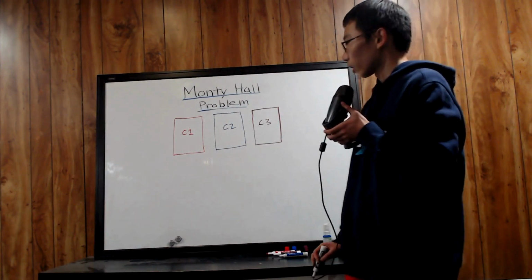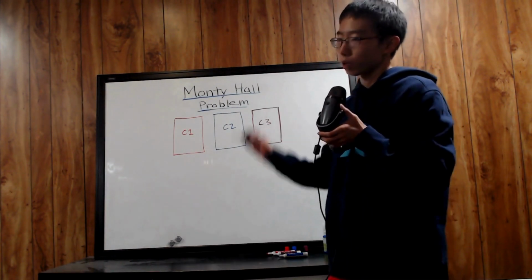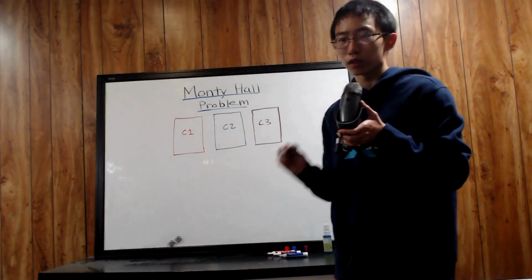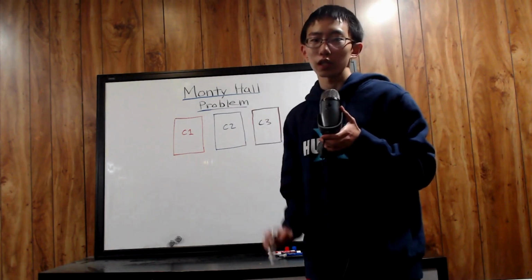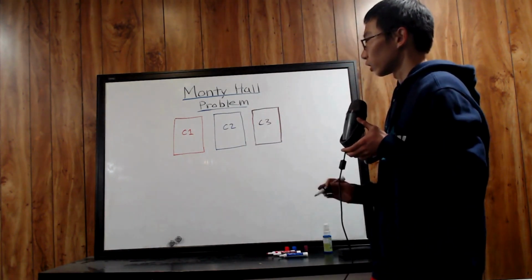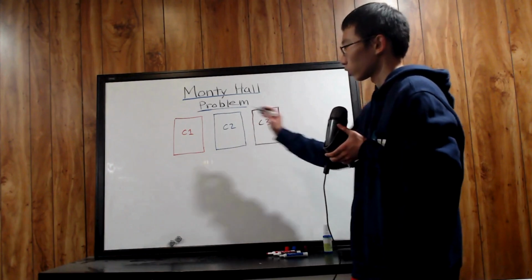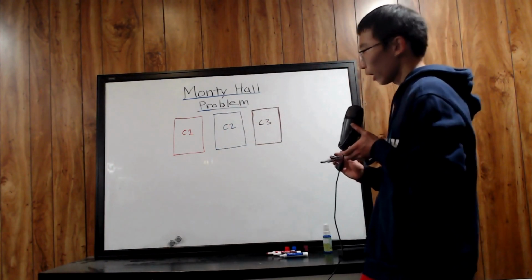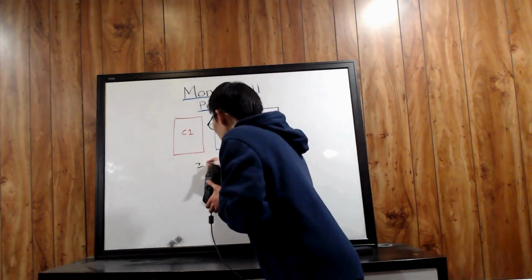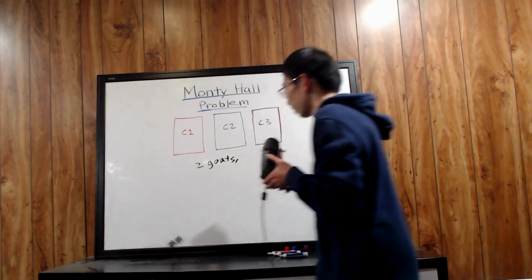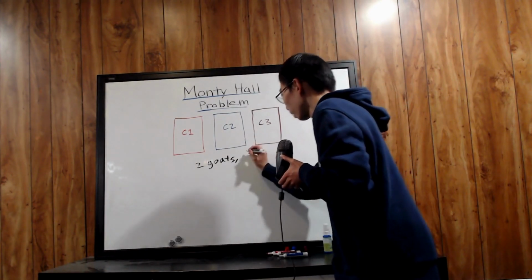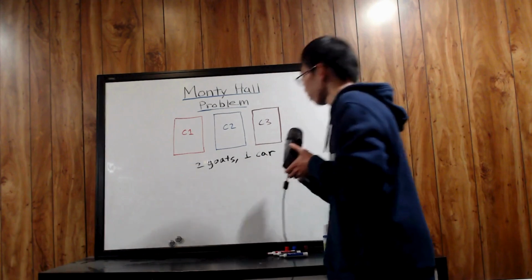I will be giving a very thorough introduction to this problem as well as a very intuitively clear explanation that you will be able to understand and to intuit as well. So here is the deal. We have three curtains, C1, C2, and C3, and behind two of them there is a goat. Alright, two goats. And behind one of them is a car.